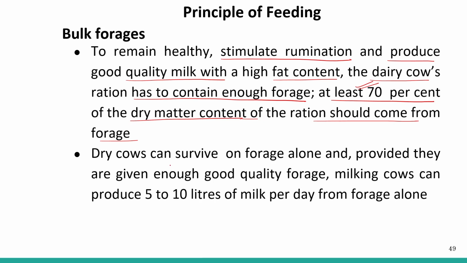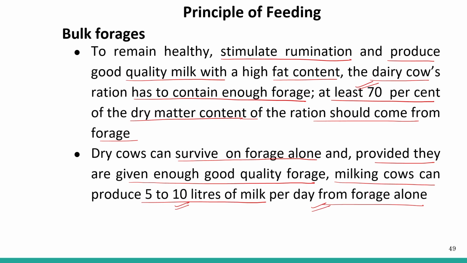Dry cows can survive on forage alone, provided they are given enough good quality forage. A milking cow can produce 5 to 10 liters of milk per day from forage alone. So forage is very important. Dry cows can survive only on forage, and milking cows can produce 5 to 10 liters of milk just by feeding forage alone.